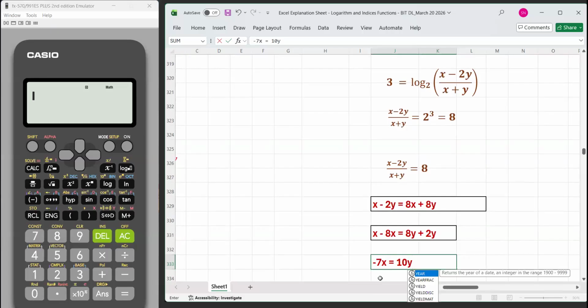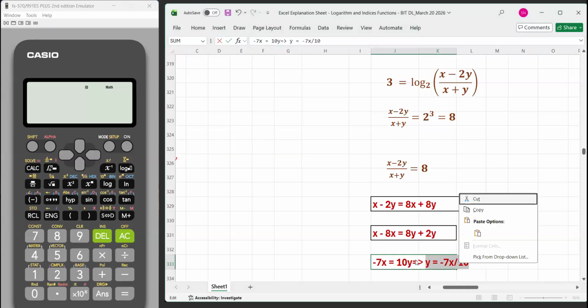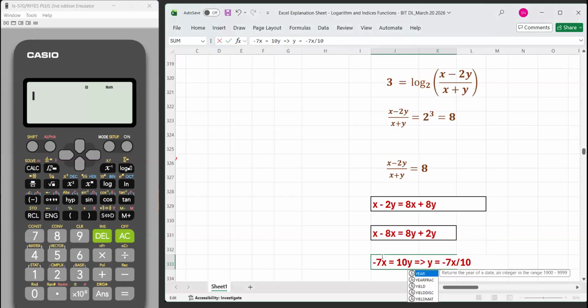If you make y the subject, what will this be equal to? y will be equal to negative 7x all divided by 10. That should be your final answer. They said to leave y in terms of x, so your final answer should look something like this.